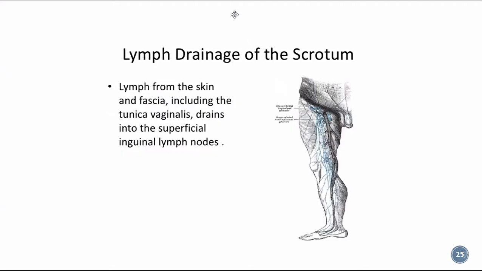Drainage of the scrotum: the skin and the fascia, including the tunica vaginalis, drain to the superficial inguinal lymph nodes. Again, if you have infections in the scrotum, such as folliculitis or wounds, you may see palpable lymph nodes in your inguinal regions.